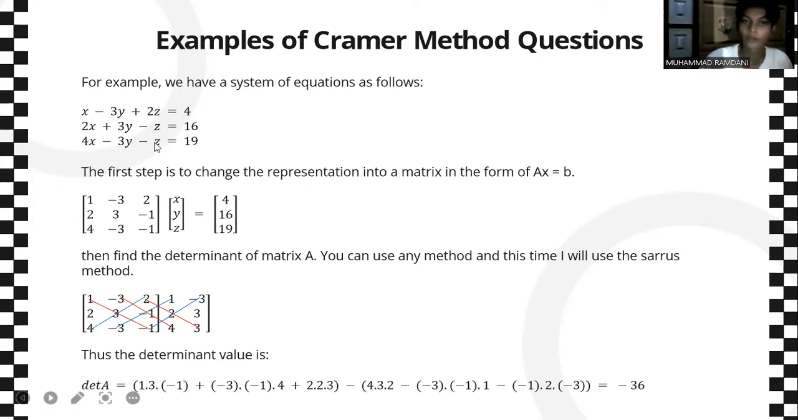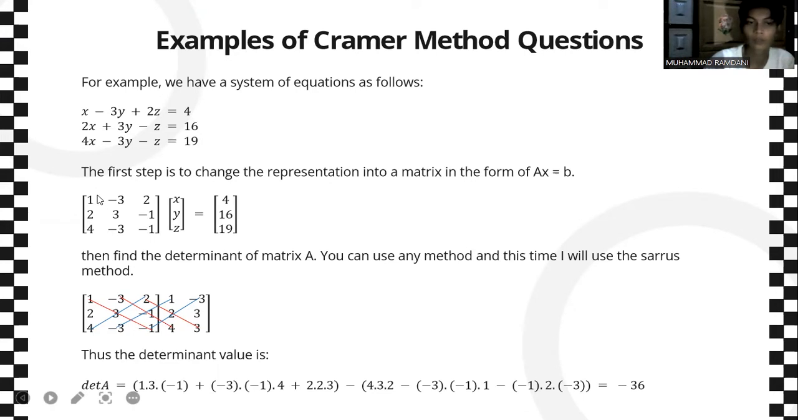For example, we have a system of equations here. The first equation is x minus 3y plus 2z equals 4. 2x plus 3y minus z equals 16. And for the last equation, x minus 3y minus z equals 19. Now, as we can see here, this is a three variable system of linear equations. So now how do we do it?